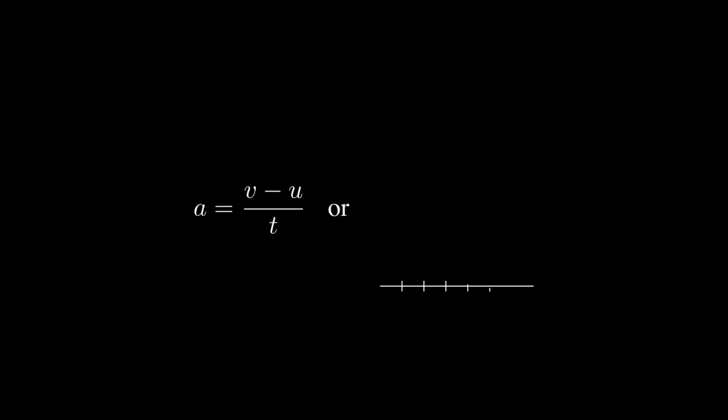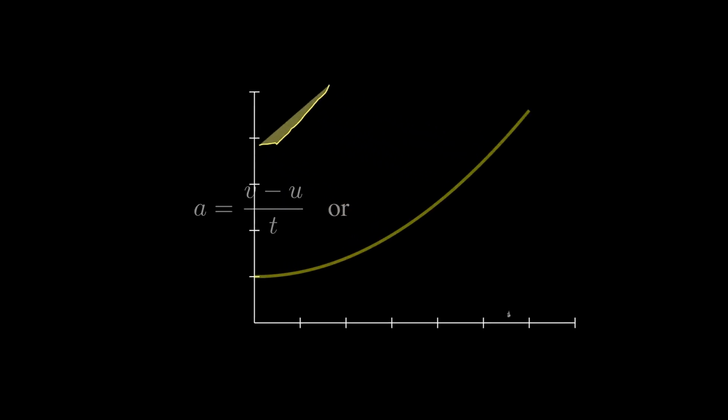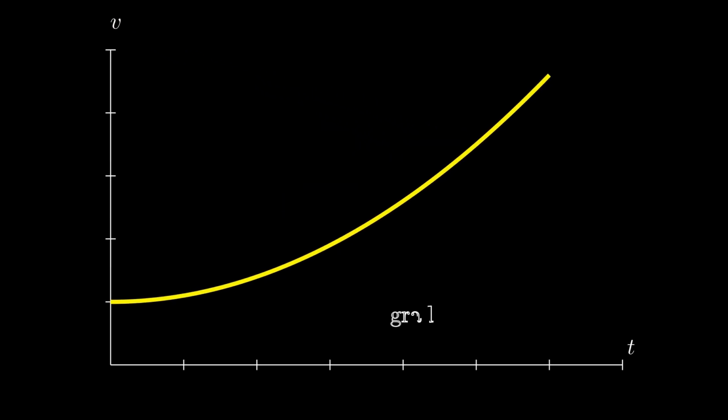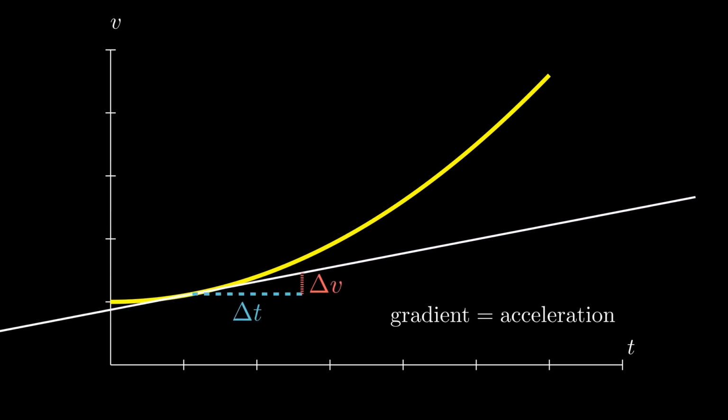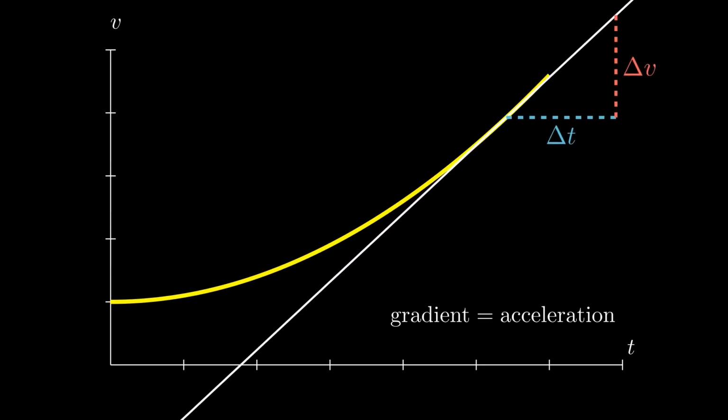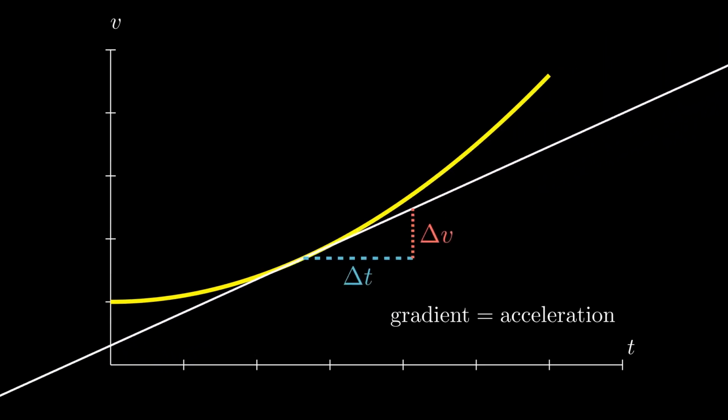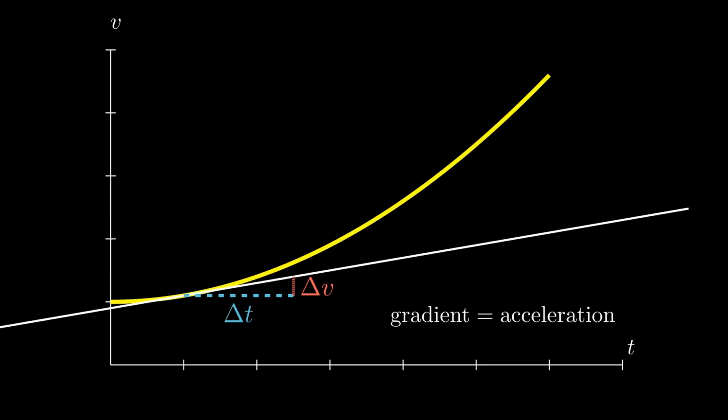Now you can calculate acceleration in two ways. You can calculate it using the formula or a velocity time graph. For a velocity time graph, the gradient is equal to the acceleration because acceleration is equal to the change in velocity over the time taken for that change, as we saw earlier. And the steeper the gradient, the greater your acceleration.